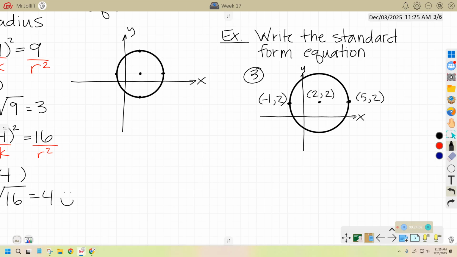So now I have graphs of a circle. I want to write their standard form equation. And I know that means identifying the same three numbers that I was just picking out of the equation to make the graph. I need H and K for the center. I need R so I can figure out what R squared is for the constant on the right side.